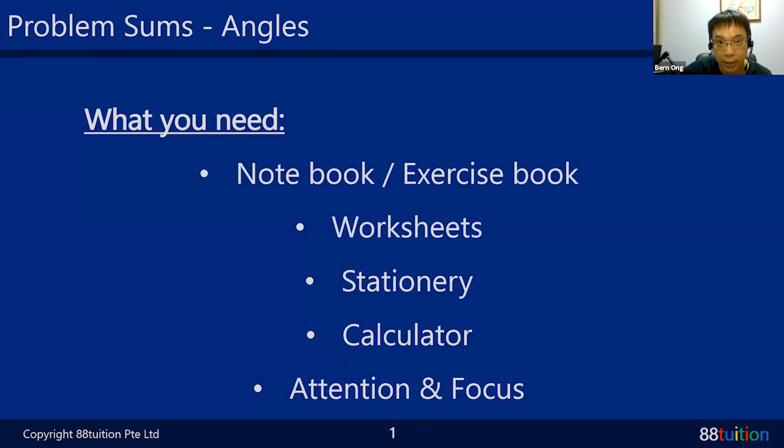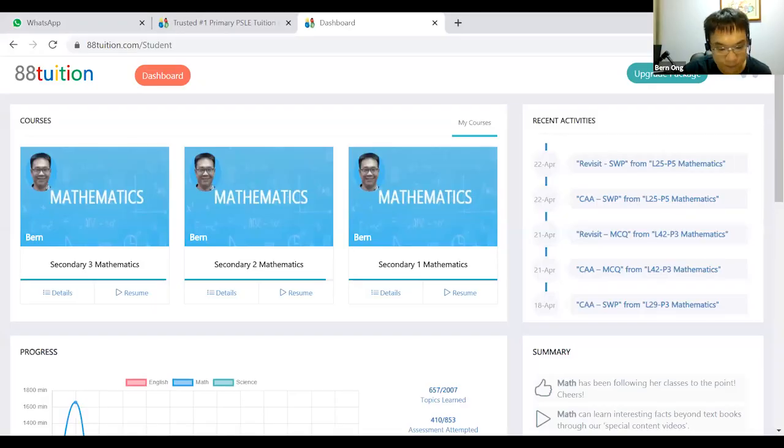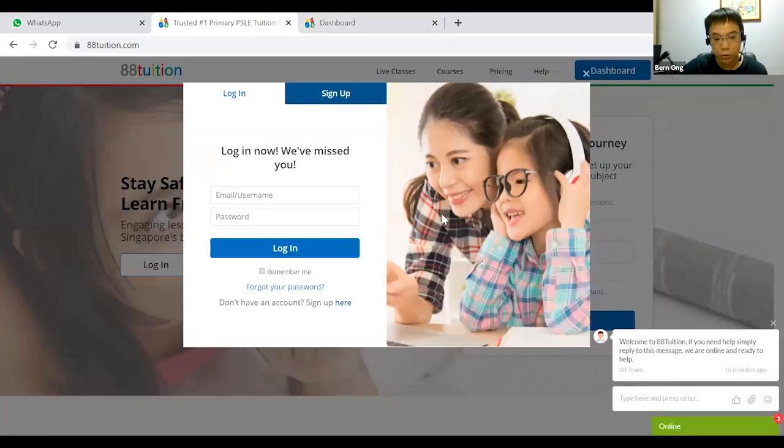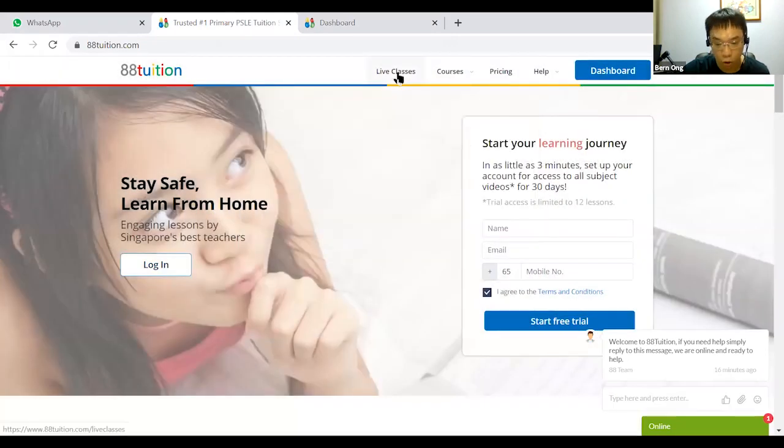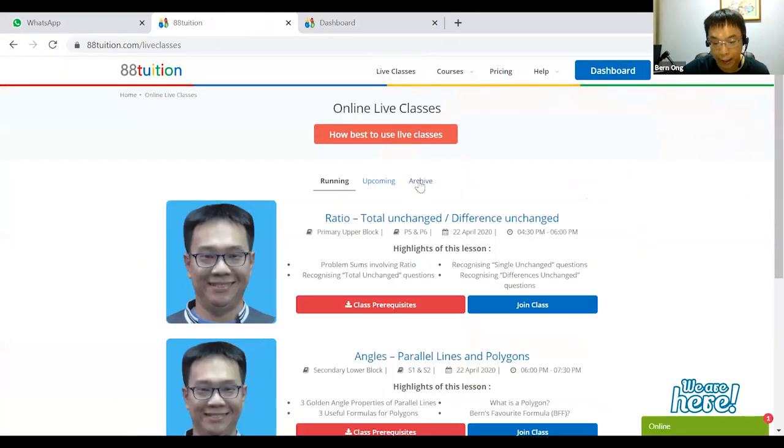So if you can, let me share with you where to go for last week's lesson. I'll go to here and I share this with you. Can you see this? Just to let you know that this is our website. Usually when you key in www.88tuition.com, you'll come to this website here. And you can go to the live classes, and go to the archive. ARCHIVE.